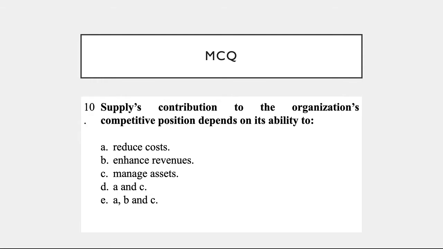So question number 10. Supply's contribution to the organization's competitive position depends on its ability to A. Reduce costs. B. Enhance revenues. C. Manage assets. D. A and C. E. A, B, and C. So here the answer is E, it's A, B, and C. So supply's contribution to the organization's competitive position depends on its ability to reduce costs, enhance revenues, and manage assets.